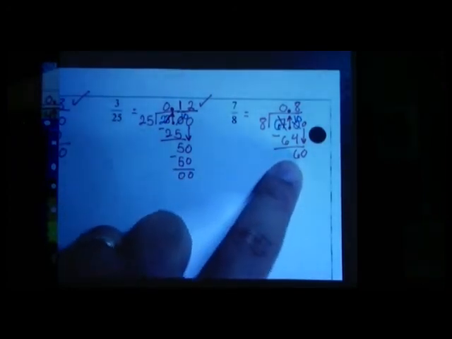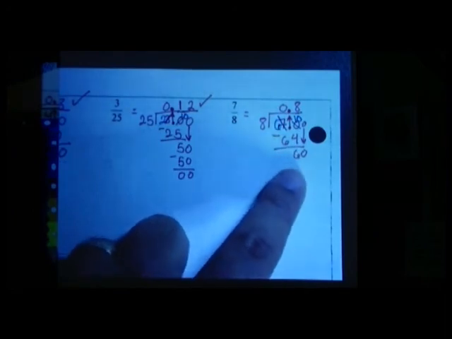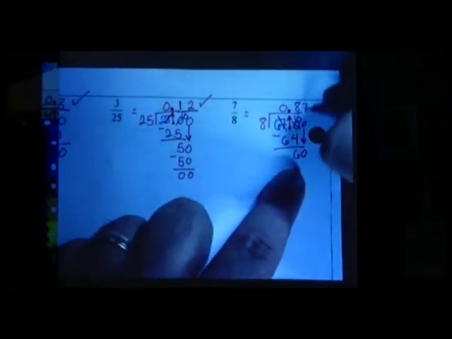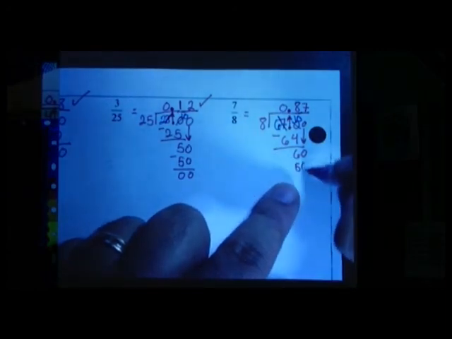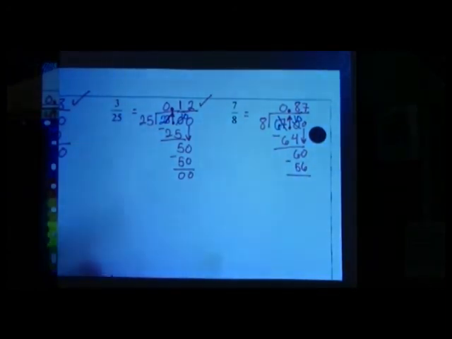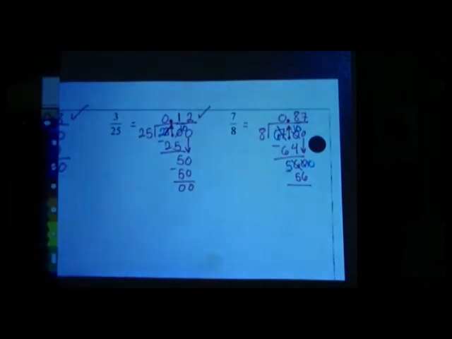And that's 60. Now I can say 8 goes into 60. Well, I know it's not going to be 8 times because I already know that's 64. So it's going to be 1 less than that. It's going to be 7 times. Okay, so 7 times 8 is 56. And if I regroup this correctly, that 6 becomes a 5. That 0 becomes a 10. 10 minus 6 is 4. And 5 minus 5 is nothing.